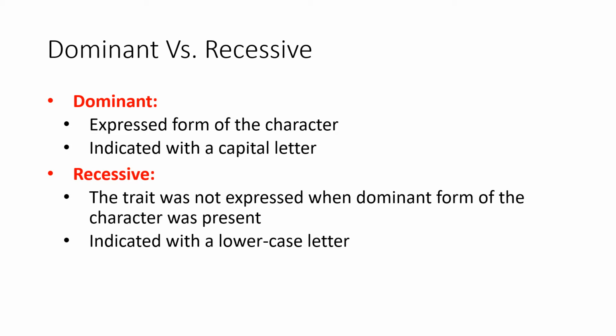So, what does this have to do with genetics? Dominant versus recessive. A dominant form of a character is the one that's seen or expressed, and it's indicated with a capital letter. Recessive means that it's not expressed or not present, so this is indicated with a lowercase letter.